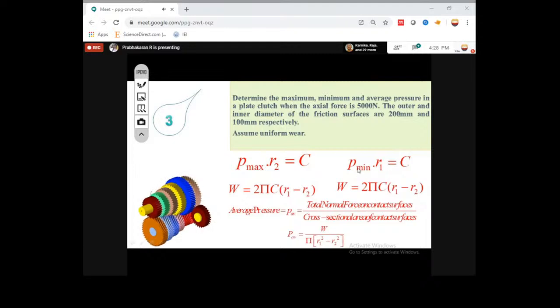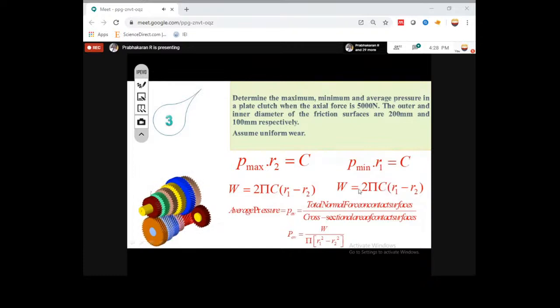Second thing, the same way I'm going to apply. We know the R1, R2 values, so here C equal to, we know R1. R1 means the outer radius. Outer and inner: outer is 200 mm, that is 0.2 meter. So 0.2 times P minimum, I can substitute here.